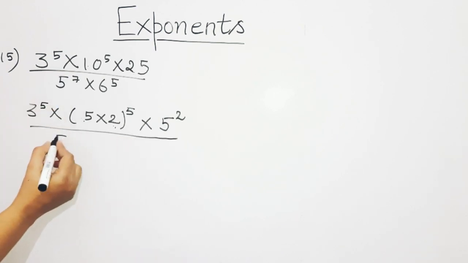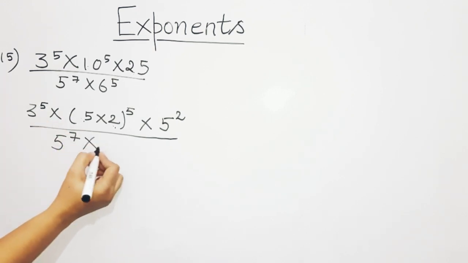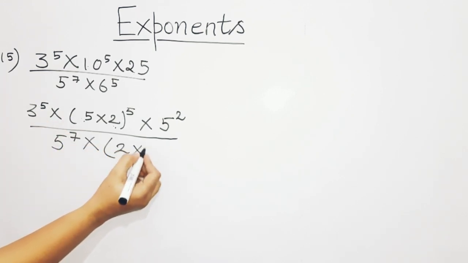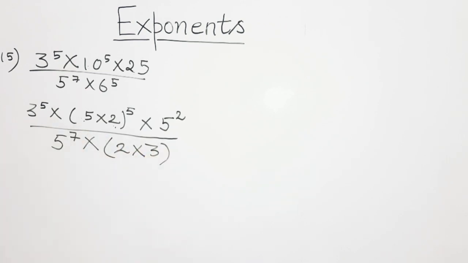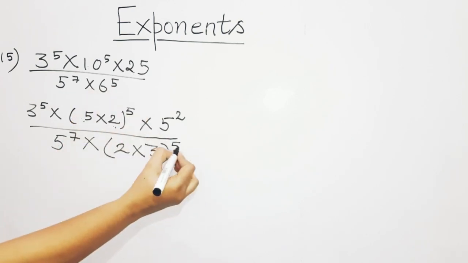In the denominator also, 5 to the power of 7. It is already, we cannot split 5, but can we split 6? Can you split 6? Yes, definitely 6 can be split like this: 2 multiplied by 3. Now 2 multiplied by 3 to the power of 5.